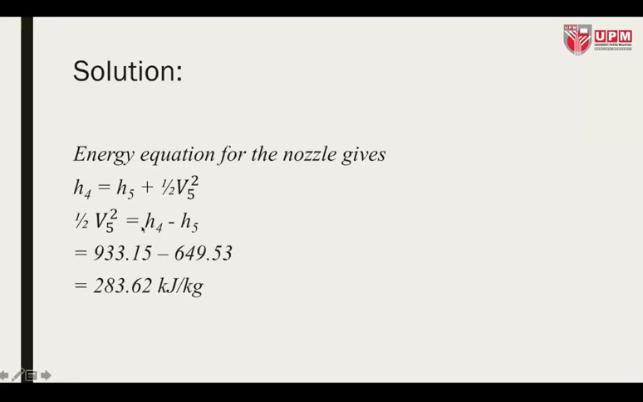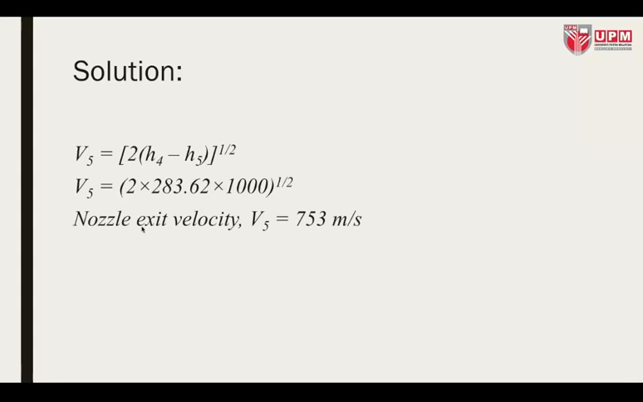And then to continue, you want to find the nozzle exit velocity, which is V5 or Vj. You then continue to solve the kinetic energy value to get the final exit velocity, which comes up to be 753 meters per second.